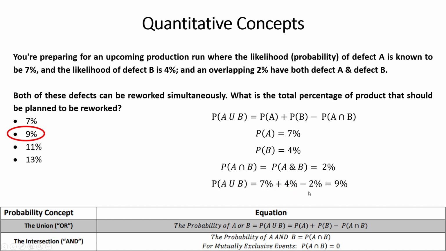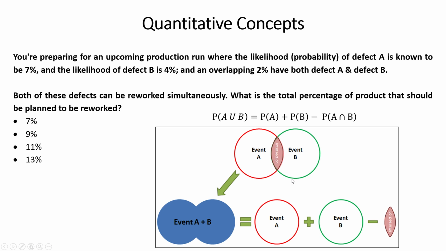Now, I want to graphically show you what this looks like because this might be a little bit confusing. So this is a picture that I like to use that represents the union of 2 events that are not mutually exclusive. So over here on the left, we have event A or defect A, and that's 7%. And on the right here, we have defect B. And like the problem statement said, there's an intersection between these 2 events where 2% of our population has both defect A and defect B.